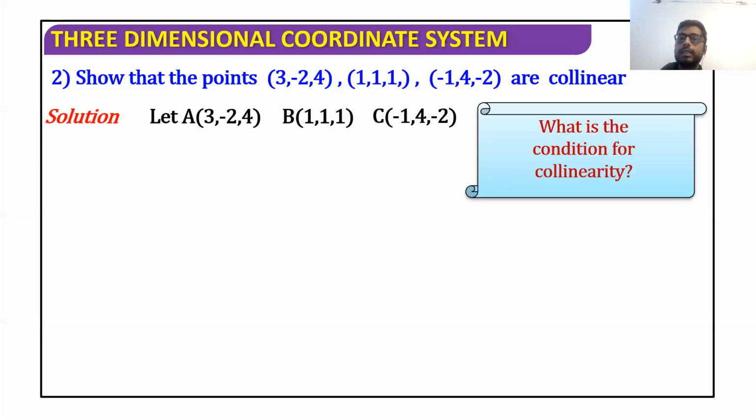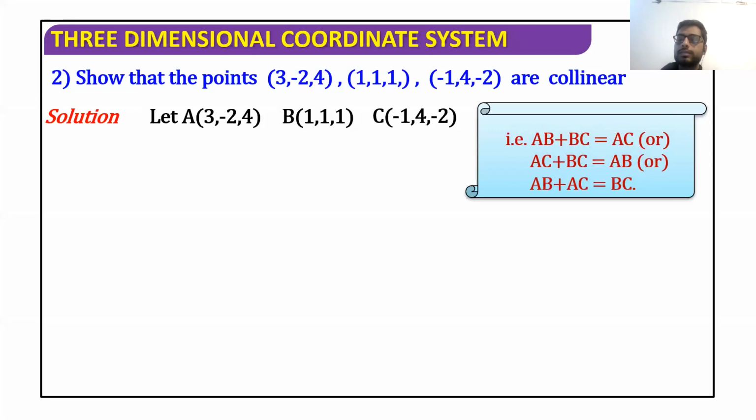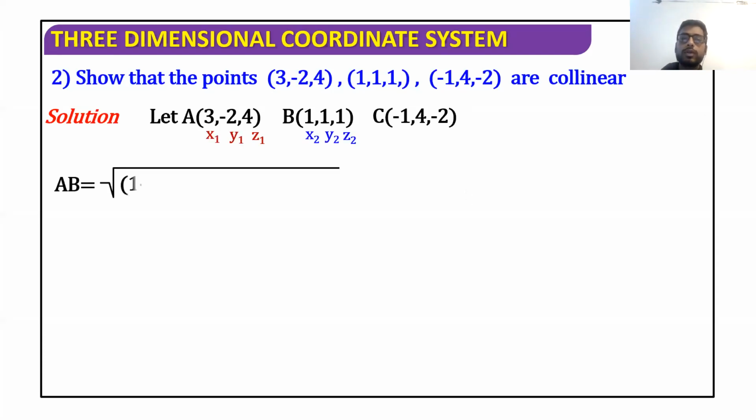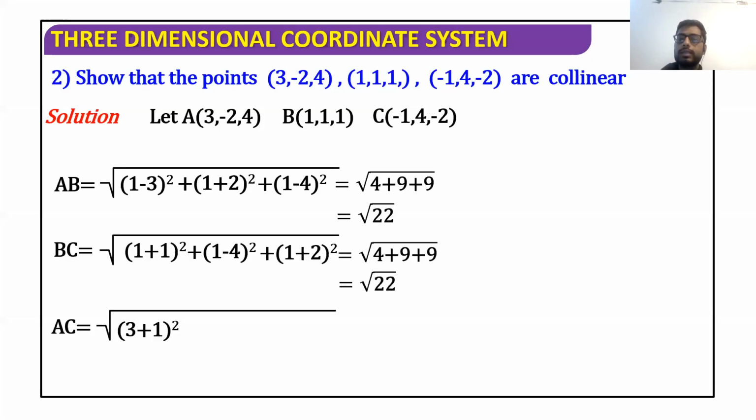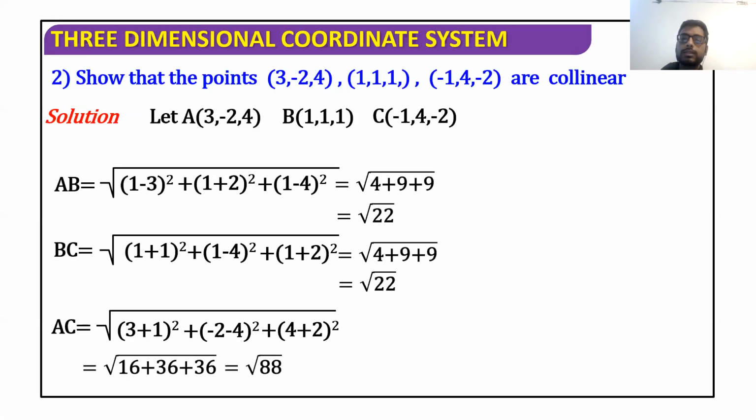So consider that A, B, C are 3. We have many conditions of this. Suppose we use this condition of showing that 2 sides is equal to third side. Even if we show this or prove this condition, we can see that my points are collinear. For that, I'll need to find AB, BC, and AC. I can find them by using my distance formula. I get my answers as root 22, root 22, and this.